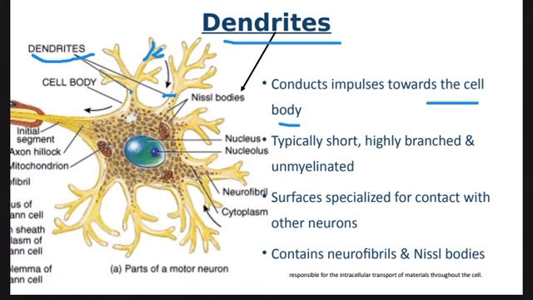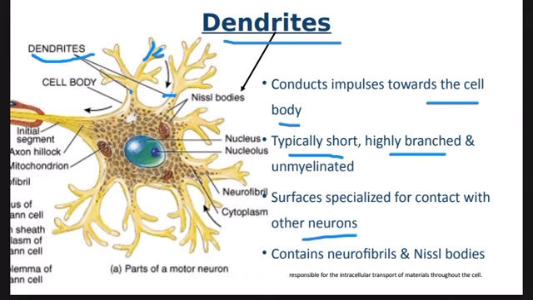It just gets the impulse or the information, let's call it. They are usually short but highly branched, and unmyelinated. We will talk about myelination later. In brief, myelinated and unmyelinated depends on the speed. If the branch or structure is myelinated, it will transfer the information at a higher speed compared to unmyelinated. They have a surface specialized for contact with other neurons.